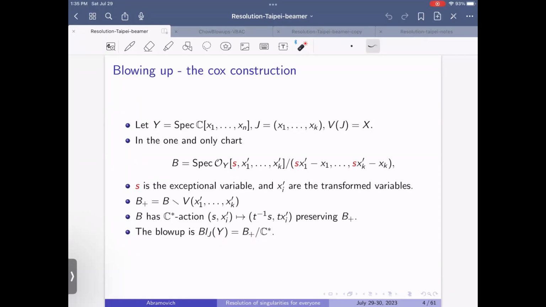So if you are comfortable with C star actions, I prefer to present the blow up in this way rather than the usual charts. Okay, and hopefully I'll show you that this makes some proofs in the context of resolution of singularities transparent. But before I do that, let me show you that this is really nothing new. This is something familiar.